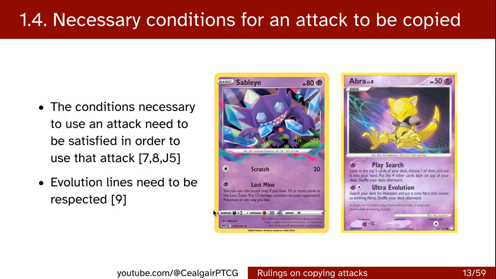Another thing that needs to be respected is evolution lines. So for example, here we have this Abra, which has the Ultra Evolution attack, which says search your deck for Alakazam and put it onto Abra. This counts as evolving Abra. However, if I were to copy this attack with Mew EX, for example, I will not be able to evolve Mew EX into Alakazam, because Mew EX does not evolve into Alakazam. I still need to respect the evolution line. I would be able to copy this attack with another Abra or a Kadabra, if such an Abra or Kadabra existed, but not with anything else, really.